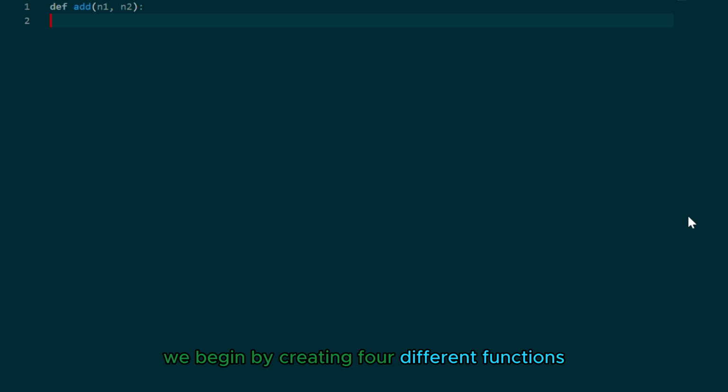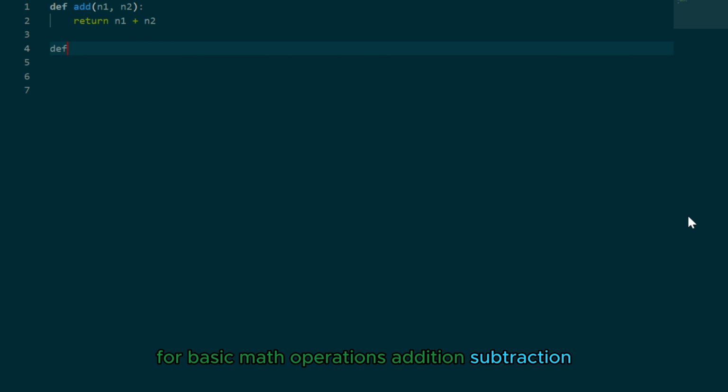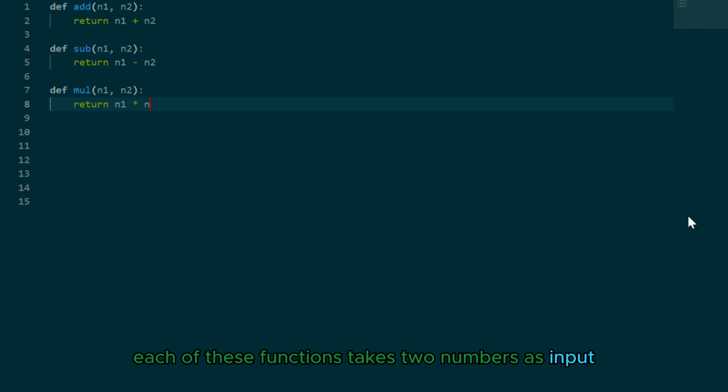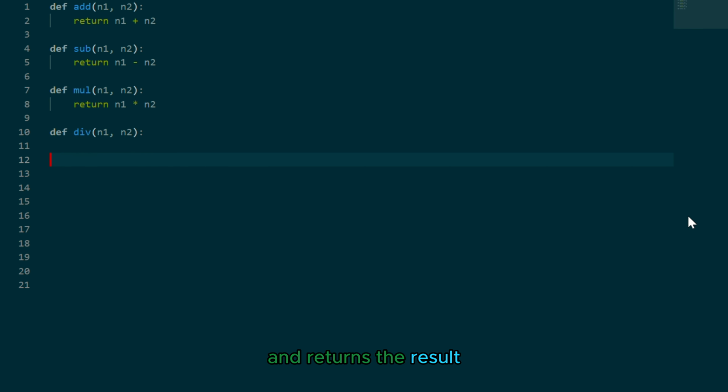We begin by creating 4 different functions for basic math operations: addition, subtraction, multiplication, and division. Each of these functions takes 2 numbers as input and returns the result. This makes our code cleaner and reusable.